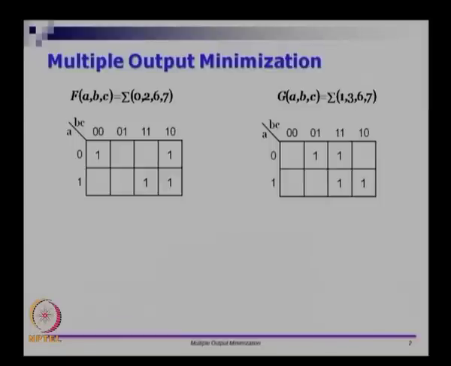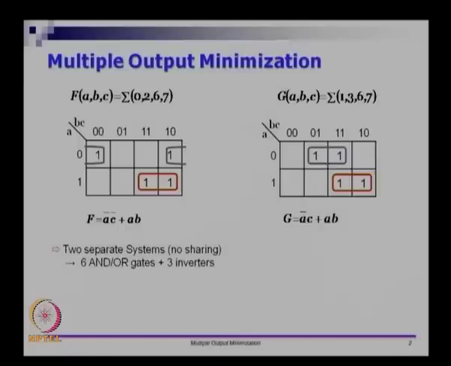So we have it here. The one on the left side is for sigma 0, 2, 6 and 7, and the one on the right side is sigma of 1, 3, 6 and 7. Now you can minimize this. For F, this is A bar C bar plus AB, so this term is AB and this term is A bar C bar, and for G this term is AB and this term is A bar C. So we can go and implement them separately, as 2 separate systems, one circuit for implementing F and another separate circuit for implementing G.